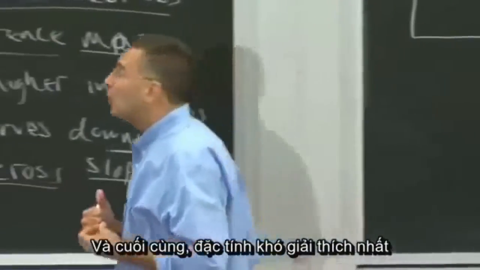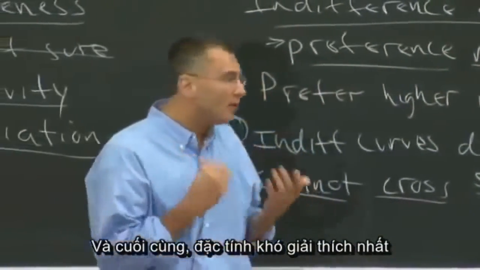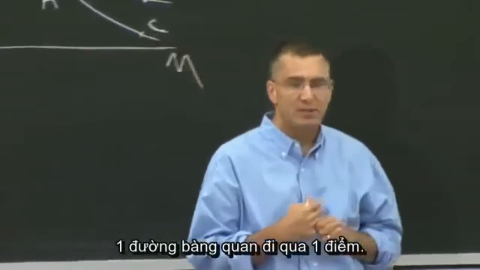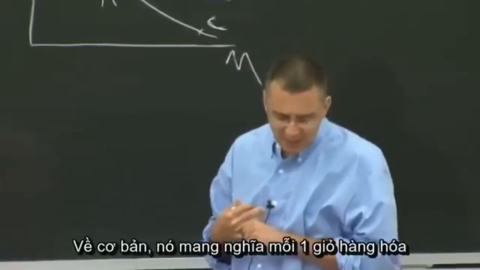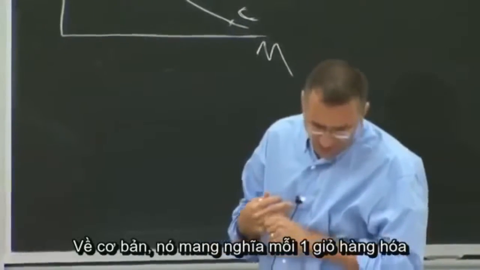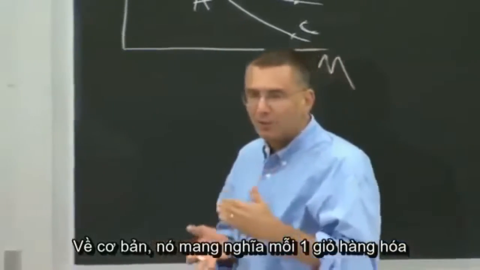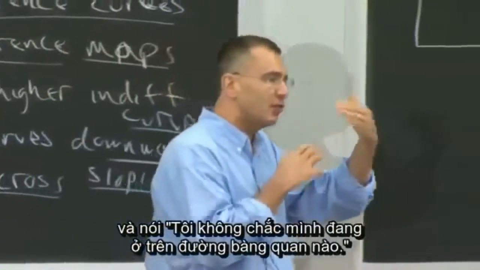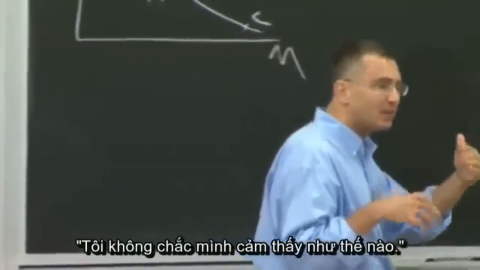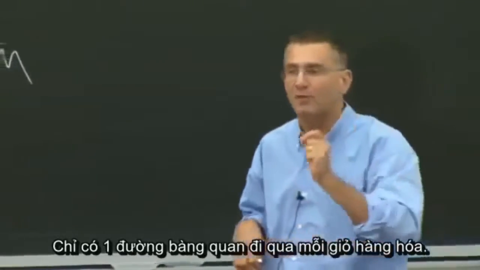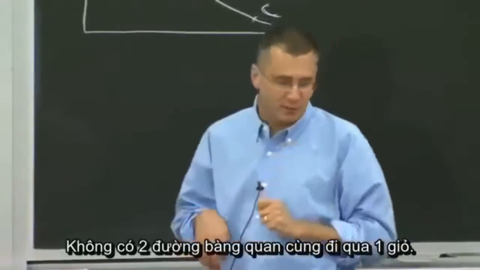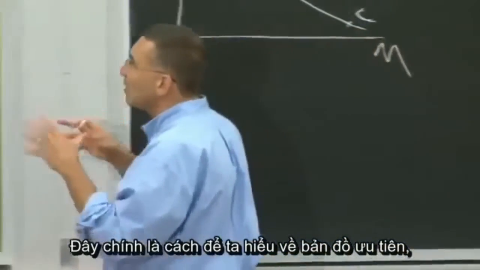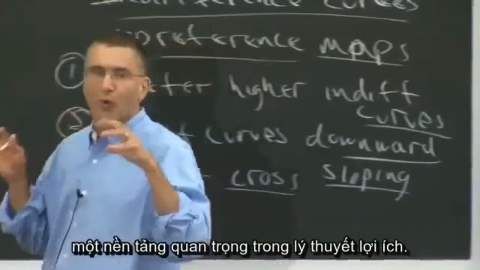And finally, completeness, which is the most awkward of these assumptions, simply means you can't have more than 1 indifference curve through a point. Okay? So basically, every possible bundle has 1 indifference curve. You can't have 2 indifference curves through it saying, I'm not sure which indifference curve I'm on, I'm not sure how I feel about this. You know how you feel. There's 1 indifference curve through every bundle. Okay? There's not 2 indifference curves through a bundle. So this is the way we think about preference maps, which is the core building block of utility theory.